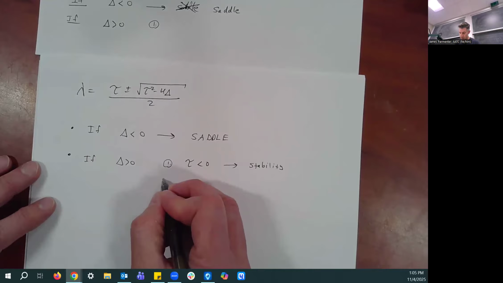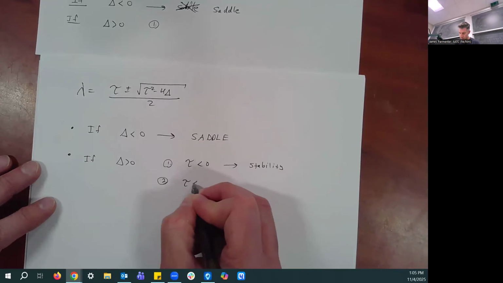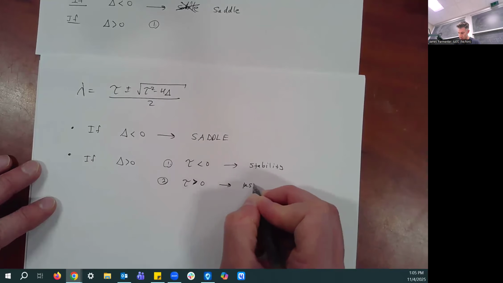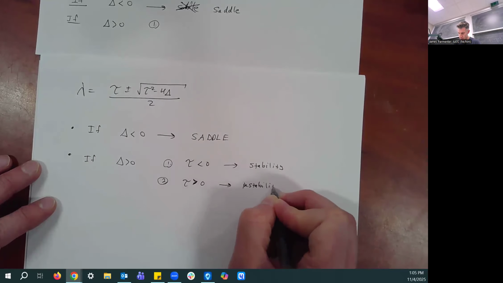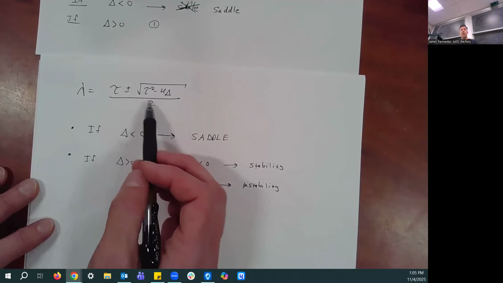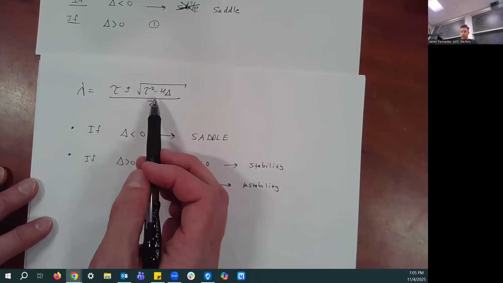If your trace is positive, you're living in the land of instability. Now, the only question is, are we stable or unstable nodes or stable or unstable spirals? And that all depends on if the inside of your thing here is positive or negative.